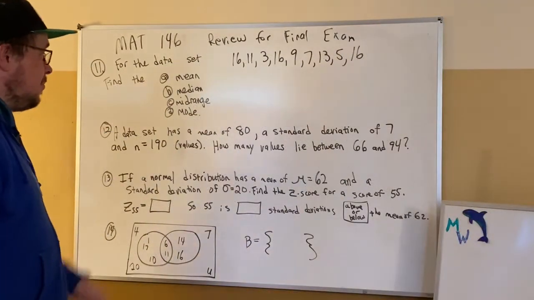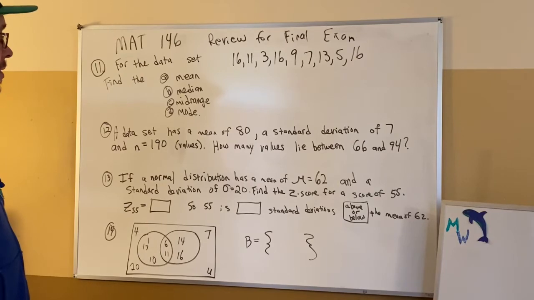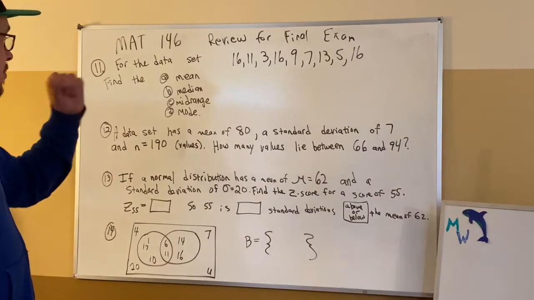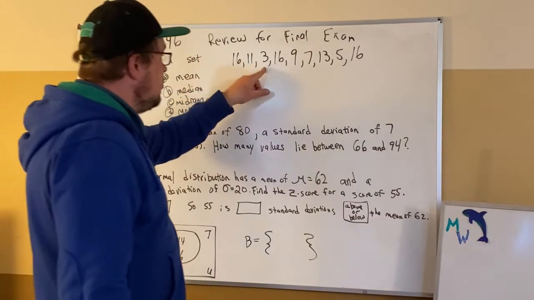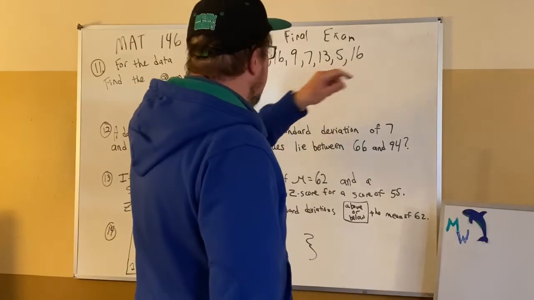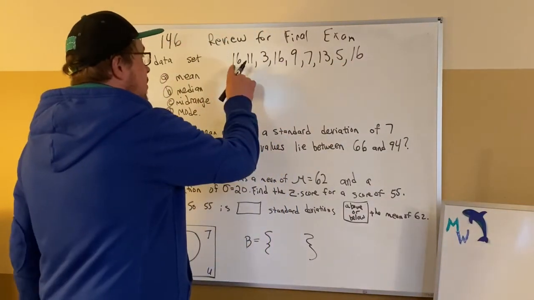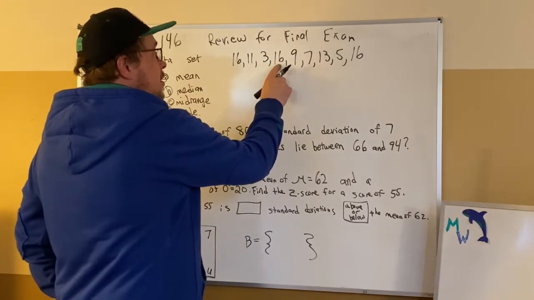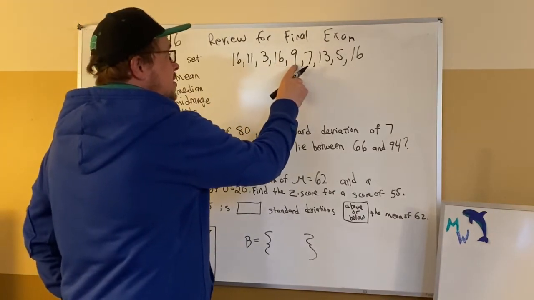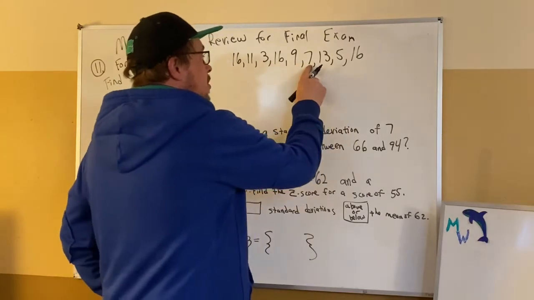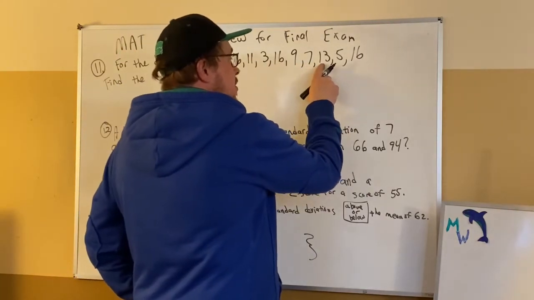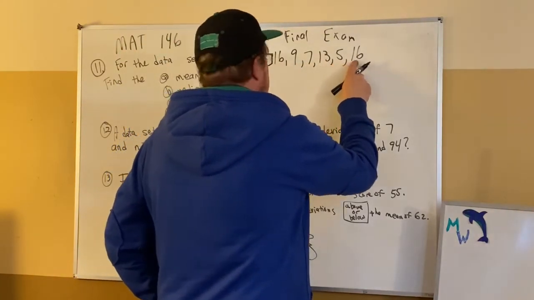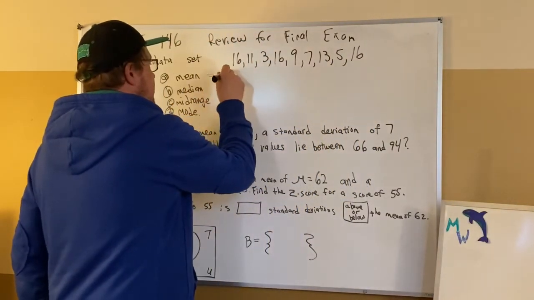Okay, these are 4 measures of central tendency that we're going to look for. The first one is the mean. Here's our data set made up of 1 2 3 4 5 6 7 8 9 values. We will add them up: 16 and 11 for 27, 3 more for 30, 16 more for 46, 9 more for 55, 7 more for 62, 13 makes 75, 80, 96. So the sum of all the scores is 96.